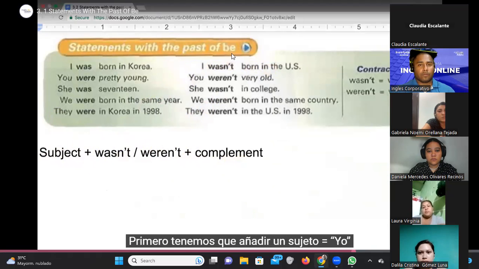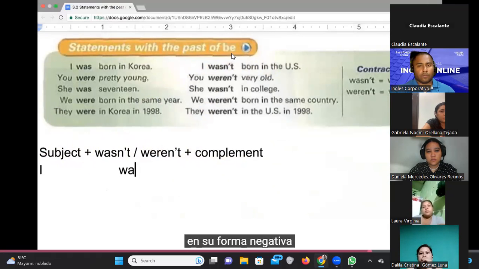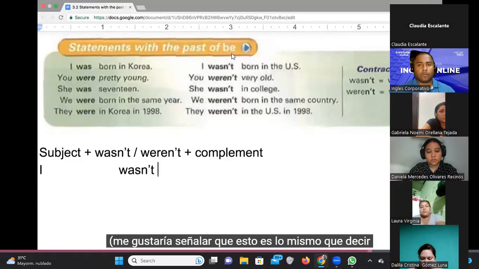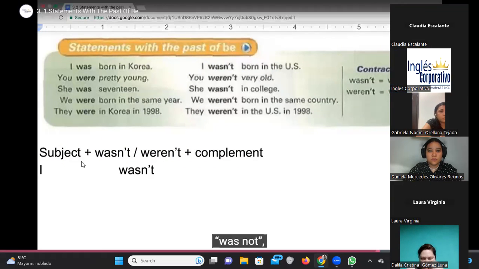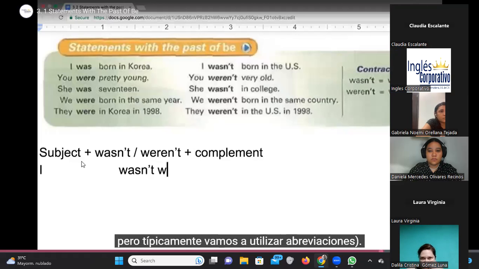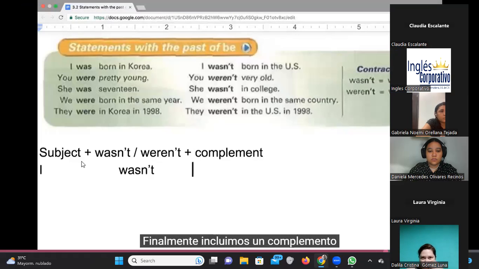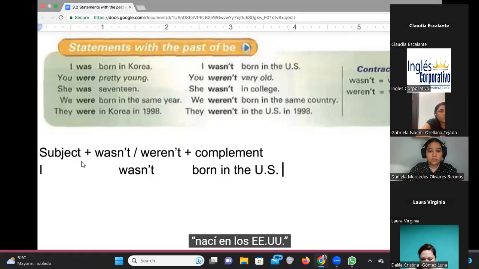First, we need to add a subject, I. Then we will use the verb to be in the past in its negative form, wasn't. I would like to point out that this is the same as saying was not, but we will typically use contractions. Finally, we include a complement, born in the U.S.